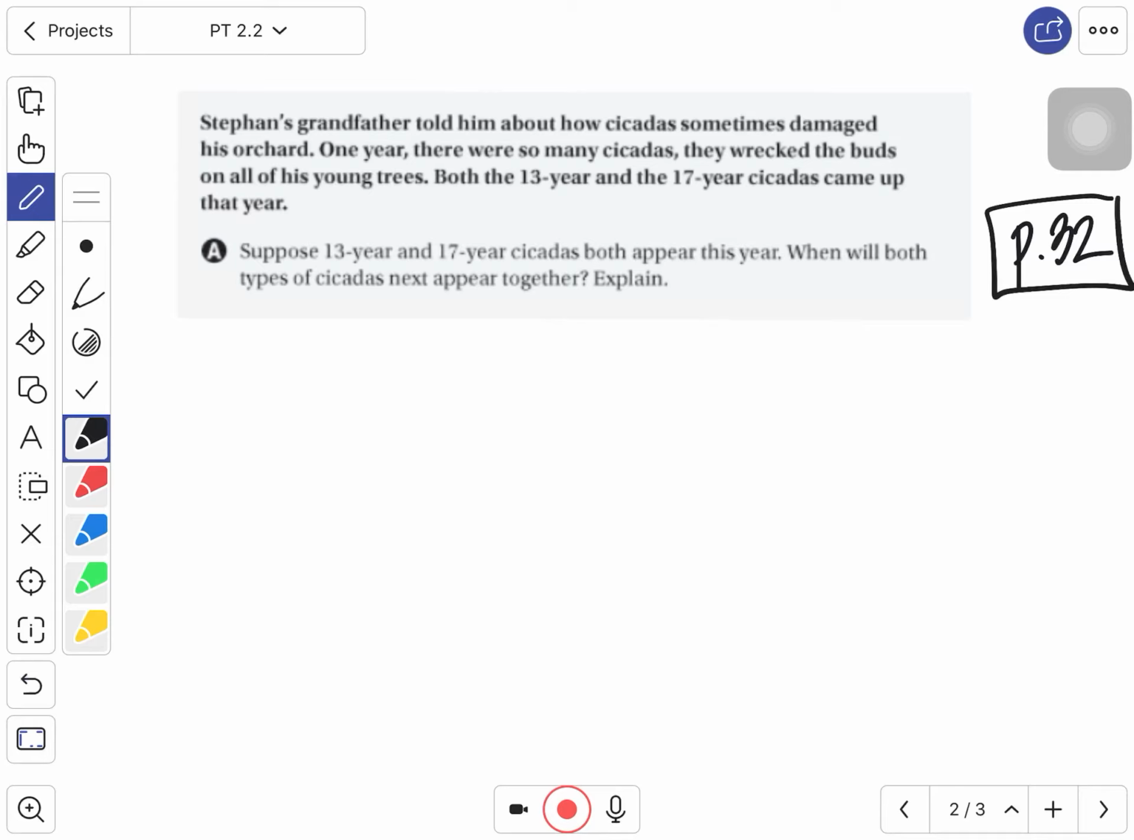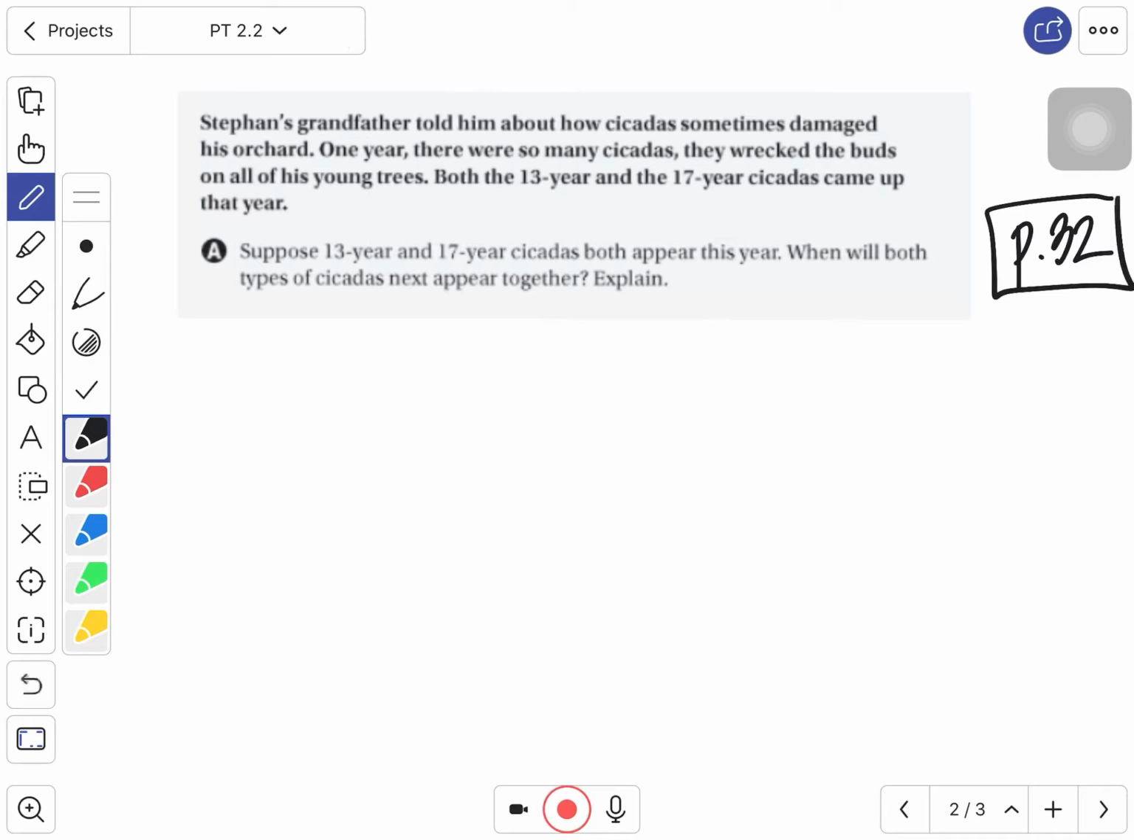On the top of page 32, it says Stephen's grandfather told him about how cicadas sometimes damaged his orchard. One year, there were so many cicadas, they wrecked the buds on all of his young trees. Both the 13-year and the 17-year cicadas came up that year. So letter A is where you come in. It says suppose 13-year and 17-year cicadas both appear this year. When will both types of cicadas next appear together?